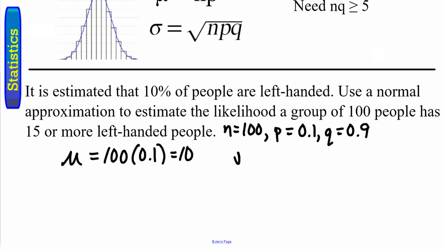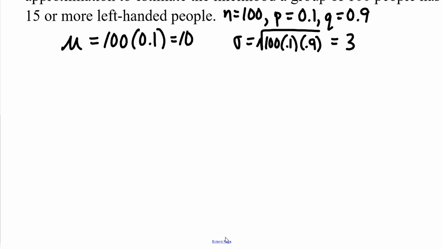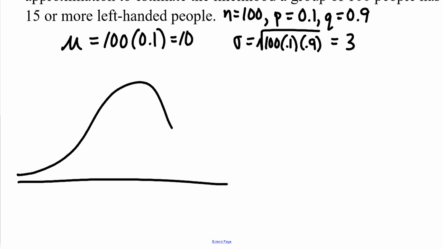What should the variation be in the group? The standard deviation would be the square root of 100 times 0.1 times 0.9. I believe that turned out to be 3. Let me check it real quick. 100 times 0.1 times 0.9, that is 3, which means if you drew the normal curve that we have going on here, we have an average of 10 and a standard deviation of about 3. So over here would be 13. We want 15, so 13 and then maybe like 15 right here. This is kind of the situation we have going on.